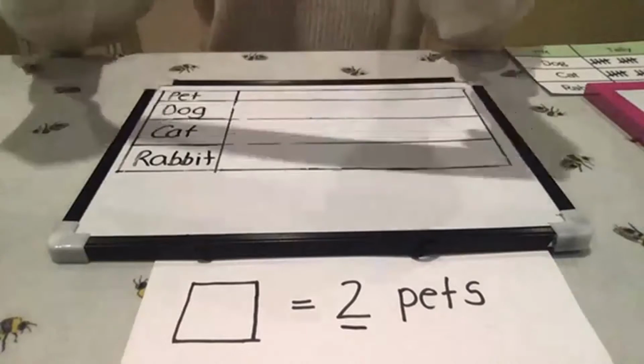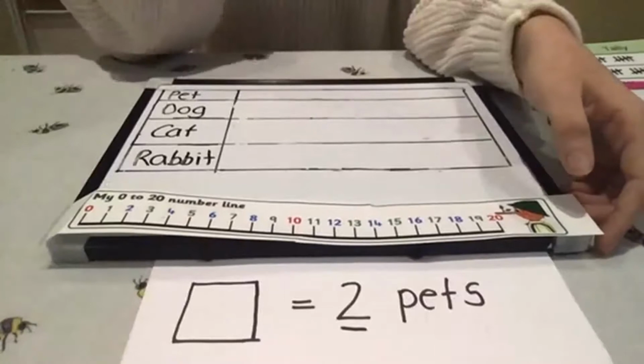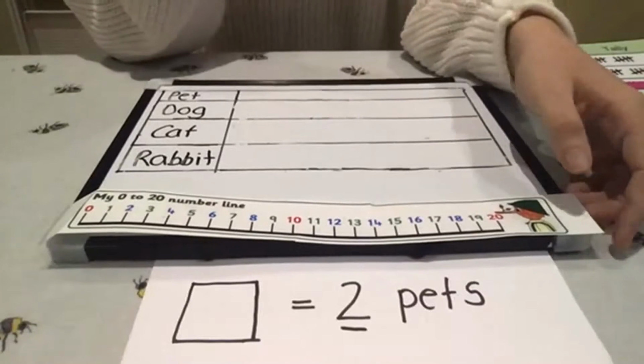So let me get my number line out, and I'm going to count in steps of 2 and see how many steps I count before I get to 10.